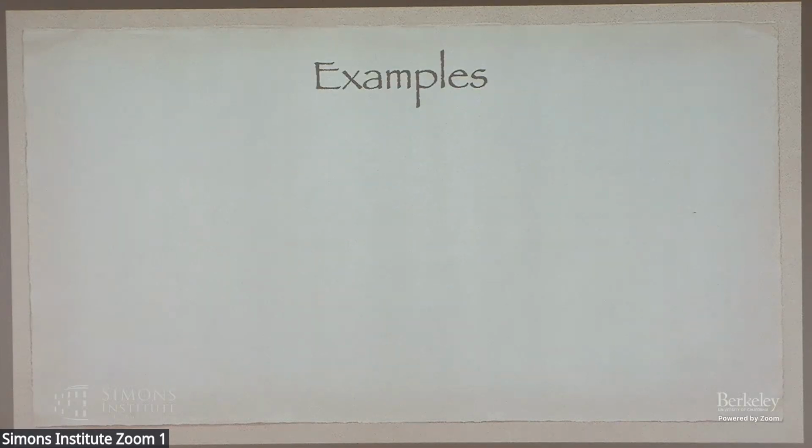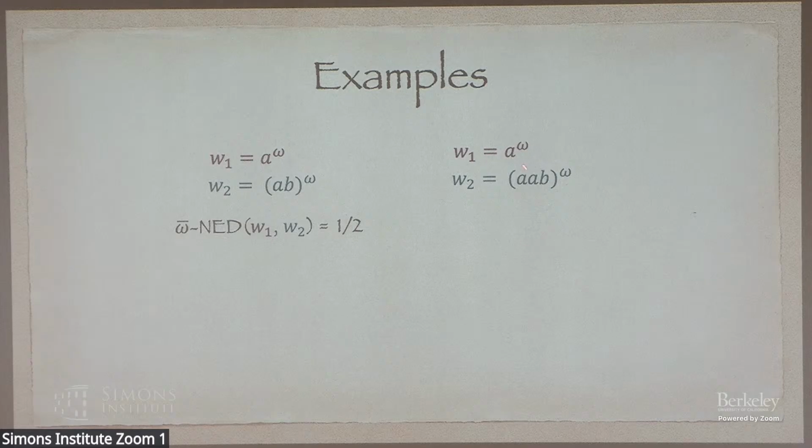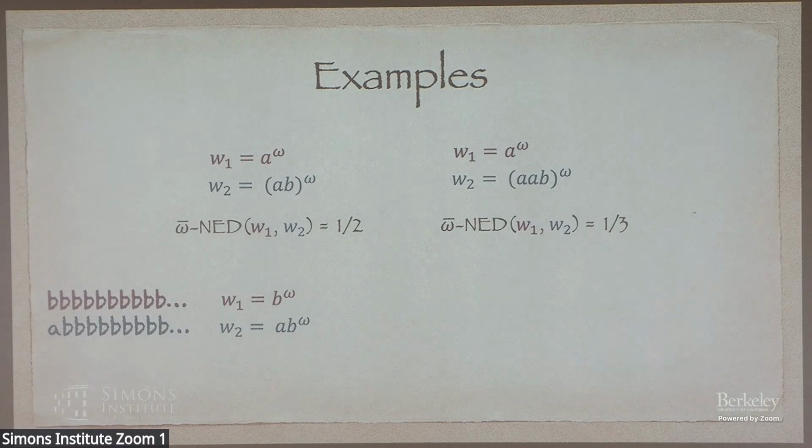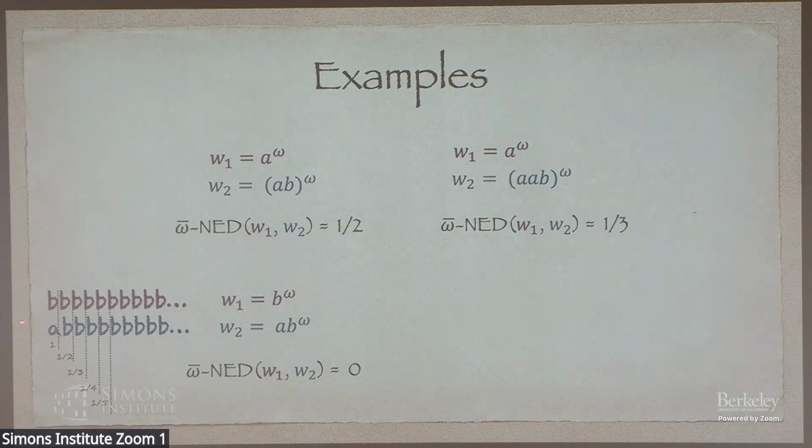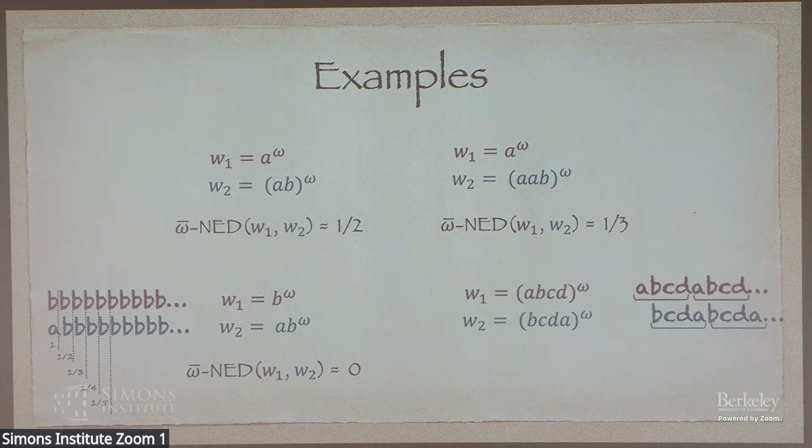Just to give you a few examples: using this definition, the distance between A omega and AB omega would be half, as you would expect. Between A omega and AAB omega, that would be a third, which I think is also what you would expect. Between B omega and AB omega, we get a distance of 1 on the first prefix, then a half, a third, and so on, so it diminishes and we get 0. You get something similar if you take a rotation of the word. The distance would be 0.